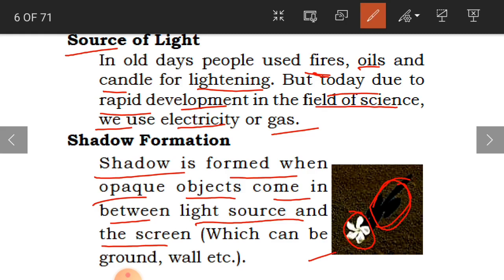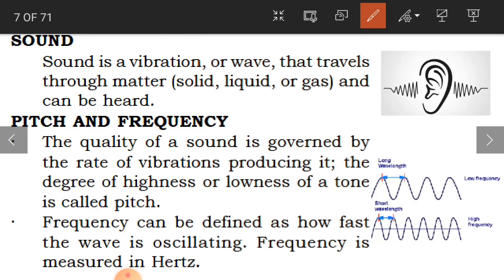Here the screen is nothing but a ground or a wall. In between the ground and the light, if you have any opaque object, then a shadow is formed in the opposite direction of the object. Clear, children? So this is how shadow is going to form.